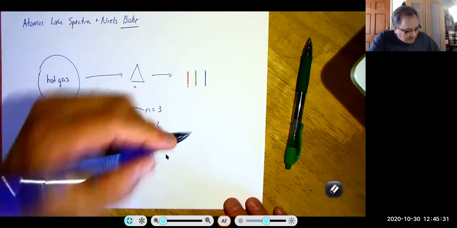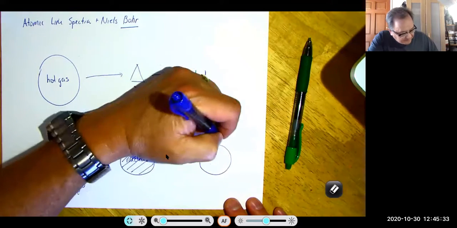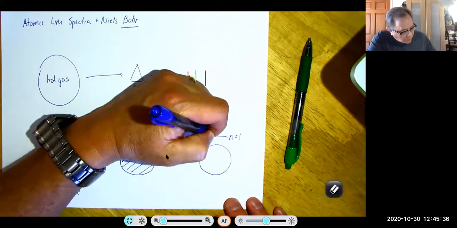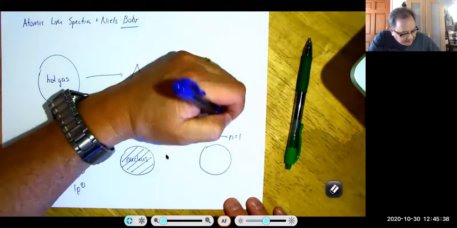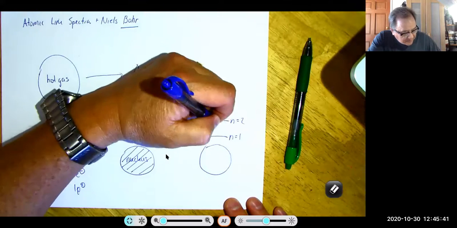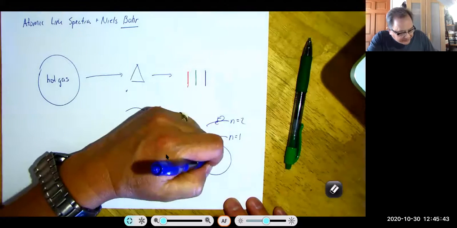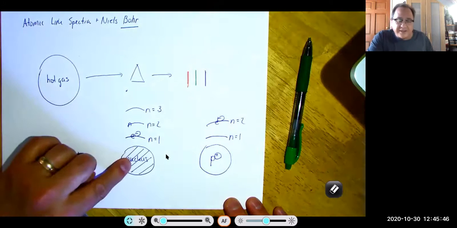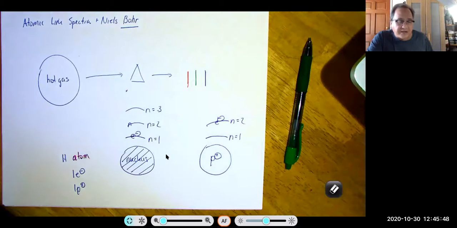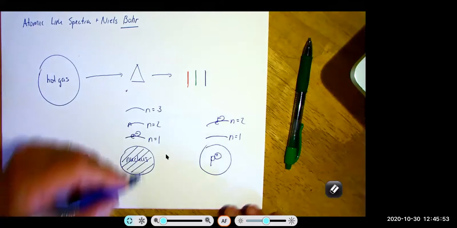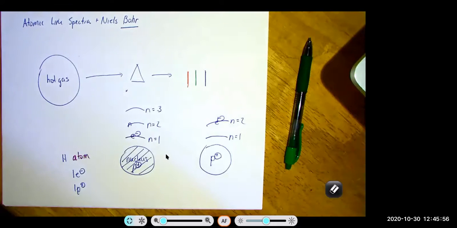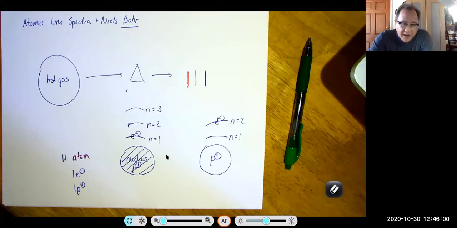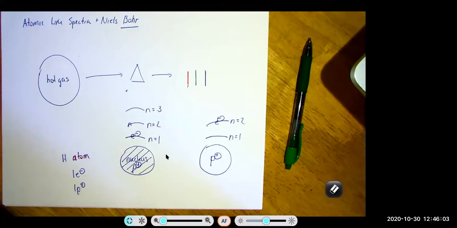Now, let me ask you something. What is the relationship between the nucleus and an electron? Is it a repulsive force or is it an attractive force? Attractive. Yeah. So when they like each other, they're attractive, right?